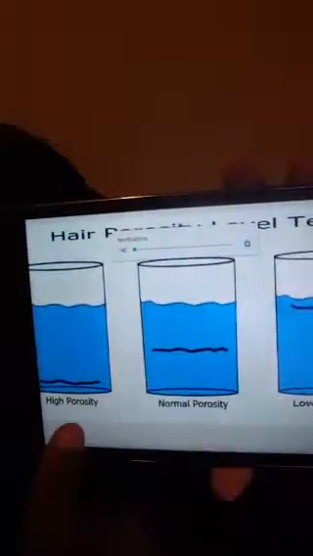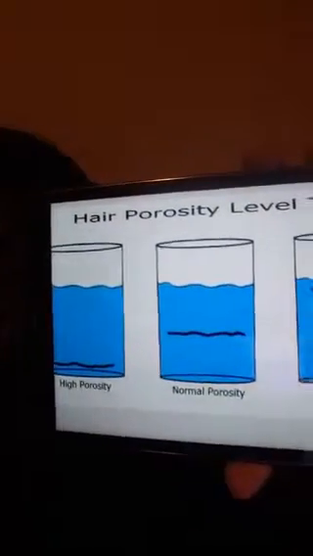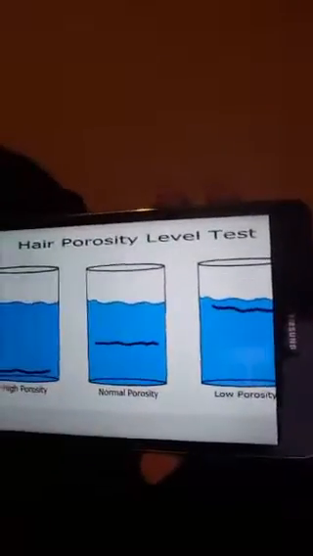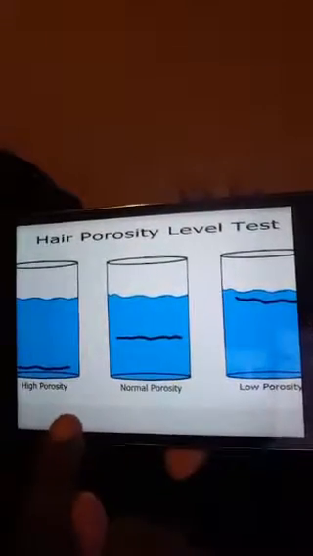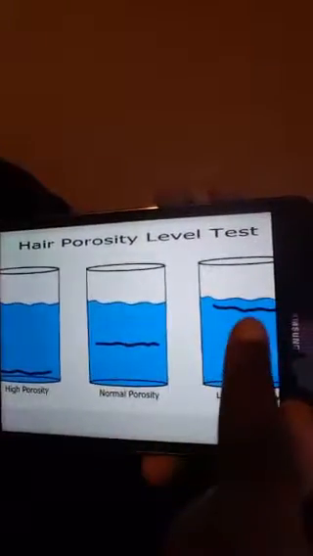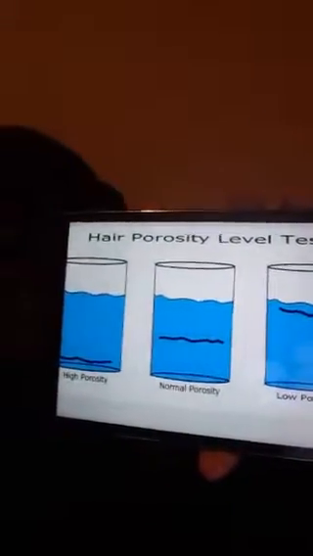You see that right there. Okay. If your hair floats to the middle, then your hair is normal porosity. And if your hair shrinks right here to the top, then you know it's low porosity. Okay. So that's a little graph that you can actually look at.